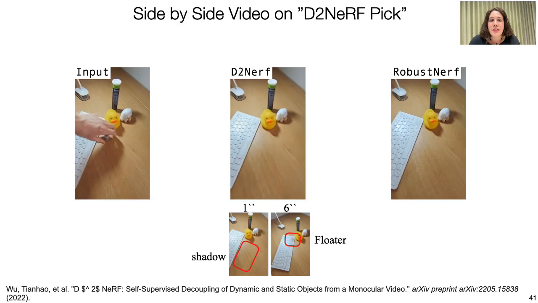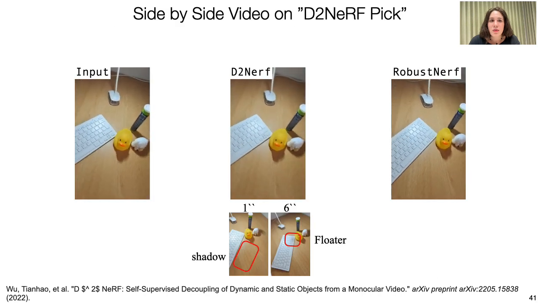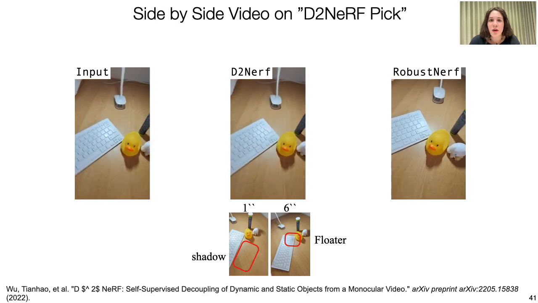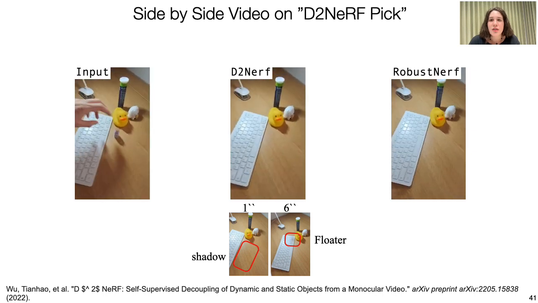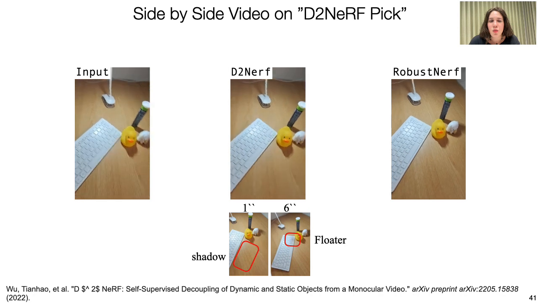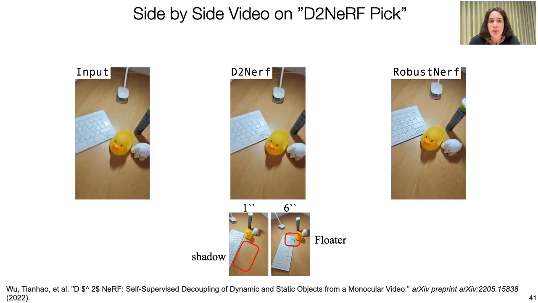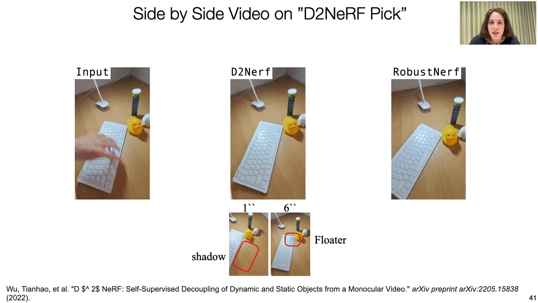Let's take a look at the video of the renderings between D2NeRF and RobustNerf on D2NeRF's peak dataset. As you can see, there are slight artifacts appearing at seconds 1 and 6 for D2NeRF, while RobustNerf rendering is clean.